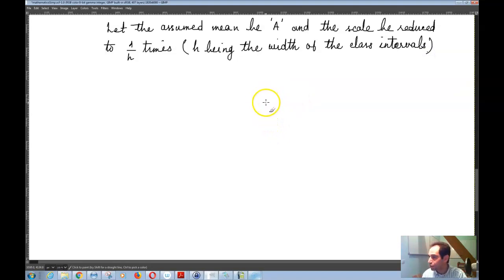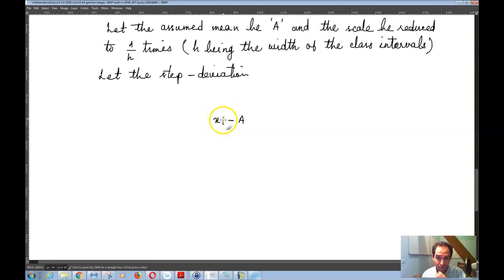Let the step deviations or the new values be... so they have called the new values step deviation. Of course it's some deviation, meaning that, for example, you write x sub i minus a. Basically it's a deviation of all of your x sub i's from the assumed mean, so you can call it a deviation or step deviation.